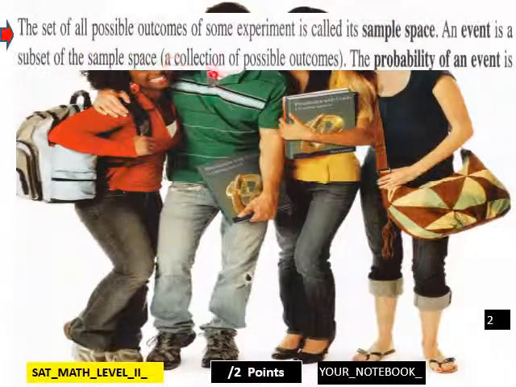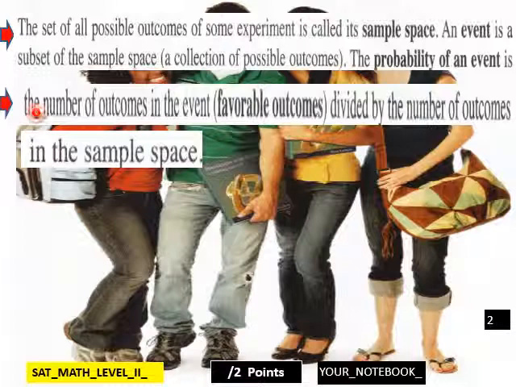The set of all possible outcomes of some experiment is called a sample space. An event is a subset of the sample space, a collection of possible outcomes. The probability of an event is the number of outcomes in the event, the favorable outcomes, divided by the number of outcomes in the sample space. So that would be a probability there.